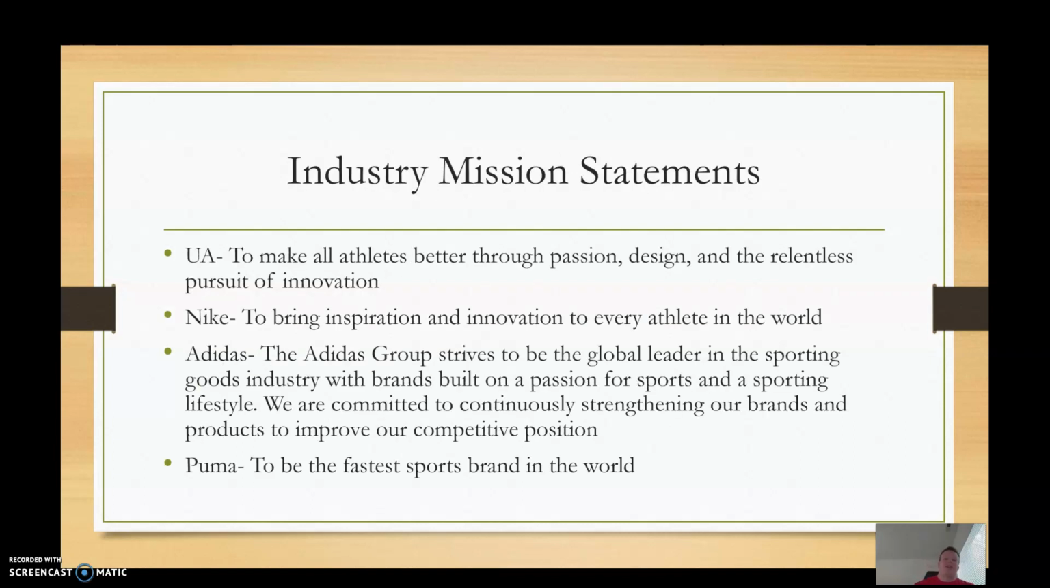Now, just to look at the industry mission statements, you can see one main thing in common is just how they all want to be very innovative in order to get ahead of their competition. Nike, Adidas, and Puma talk about being the best brands in the world, while Under Armour is just trying to be very innovative. So that's the one key component that they have in common with one another. It's just how innovative they would like to be, and then all trying to make whoever wears their clothes better and feel their best at all times.